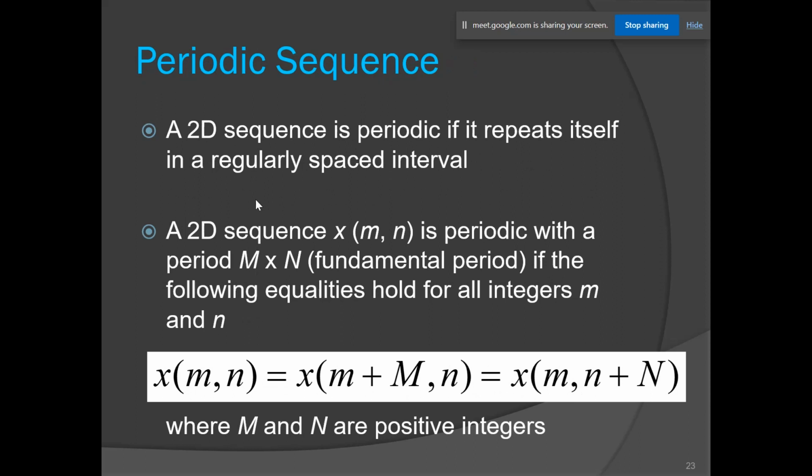The next type of sequence is the periodic sequence. Consider this 2D signal whose period is M by N. If x of m, n equals x of m plus capital M, n, or equals x of m, n plus capital N, or equals x of small m plus capital M comma small n plus capital N, such sequences are known as periodic sequences. They are periodic with this period M by N. That means they repeat themselves after this much period.